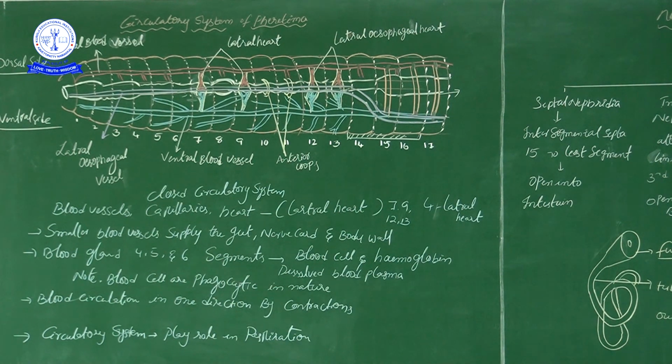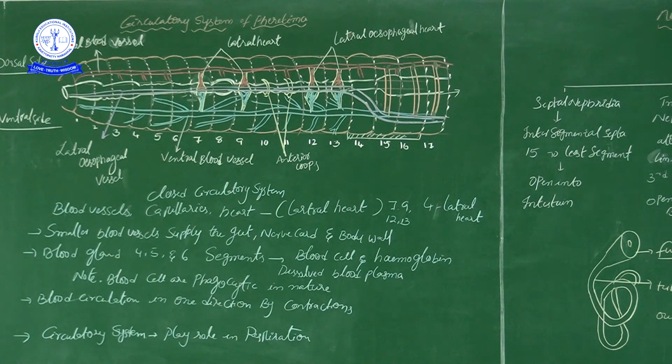Phagocytic means nothing but the immunity system. If any pathogen enters inside, that pathogen is engulfed by the phagocytic cells. So the blood cells are phagocytic in nature, and blood circulates in one direction.